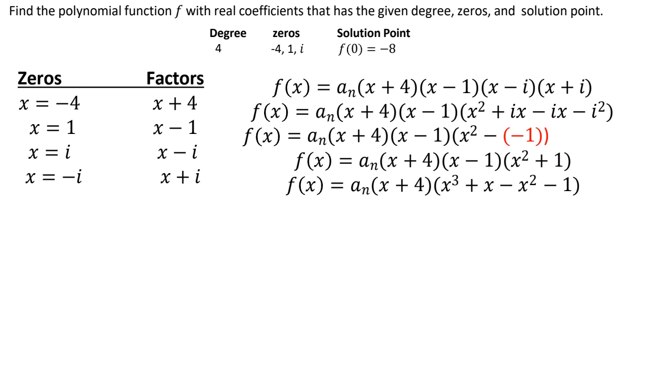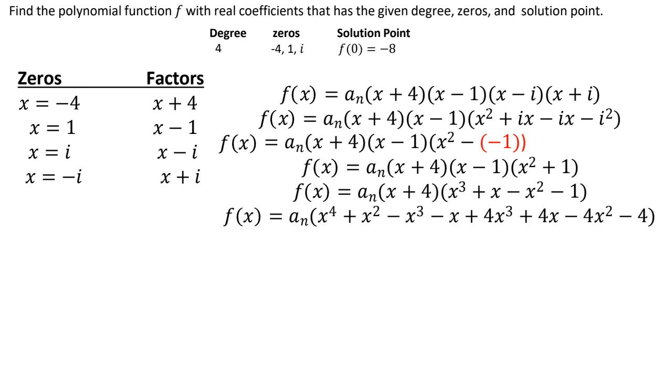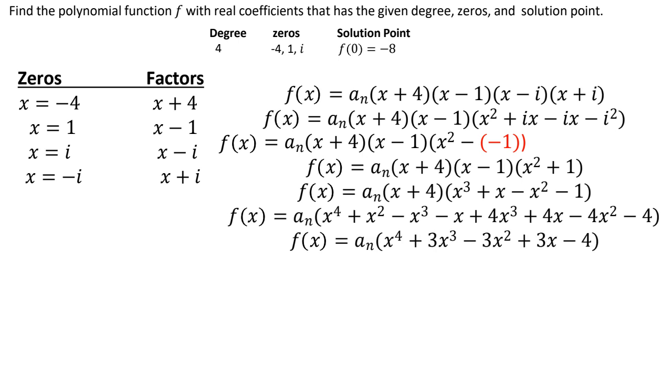So now just the last multiplication: the x plus 4 times this polynomial here, which is going to give me this long polynomial. Let's combine my like terms. Here I have a lonely x to the fourth. I have a minus x cubed and a positive 4x cubed, so minus x cubed plus 4x cubed is a positive 3x cubed.